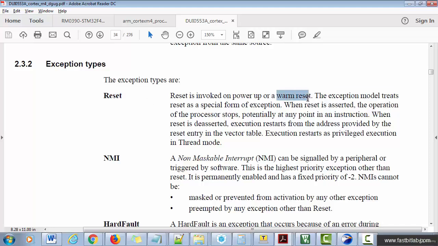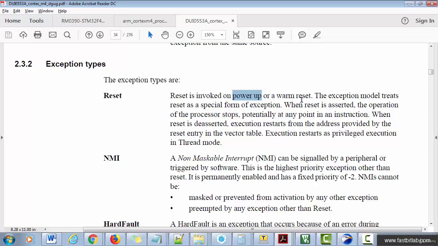Warm reset means you can also trigger this exception by pressing a reset button on the board. So that's what we call warm reset. Now we have already explored the reset sequence of the processor, isn't it? In which we saw that whenever you reset a processor, a reset handler will be triggered. So the processor will start executing the reset handler, and from there control reaches the main function of the application.